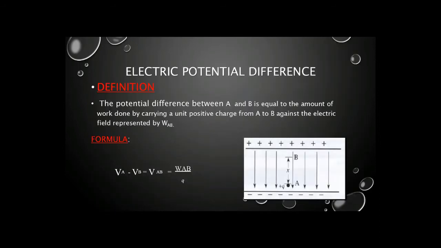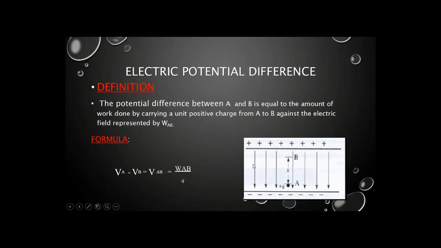So here we are using the phenomenon which we discussed in the previous slide, that the potential difference between point A and B is equal to the amount of work done in carrying a unit positive charge from A to B. As you can see in the picture, we have two parallel plates. Here we have a positive charge and here we have a negative charge.